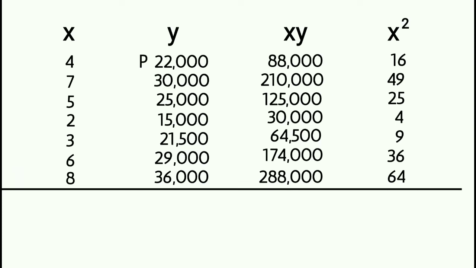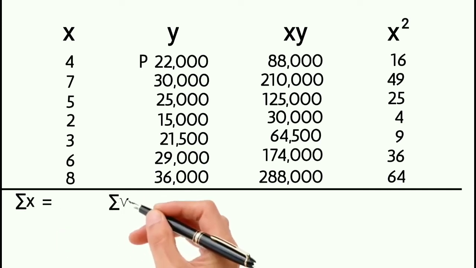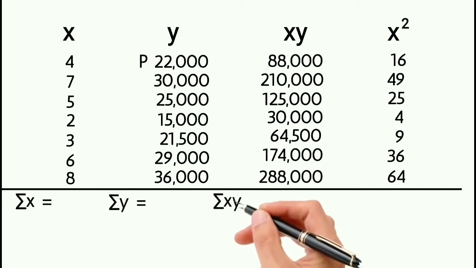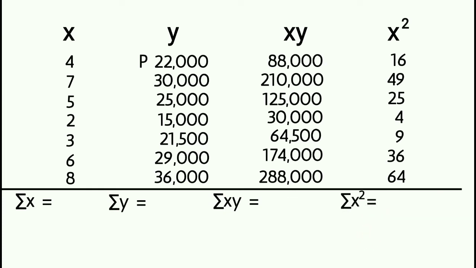Since alam na natin yung data, pwede na natin makompute yung summation of x, summation of y, summation of xy, and summation of x raised to the power of 2. Unahin natin yung summation of x. Para makuha yung summation of x, i-add lang natin lahat ng values ng x. 4 plus 7 plus 5 plus 2 plus 3 plus 6 plus 8, that is equal to 35.